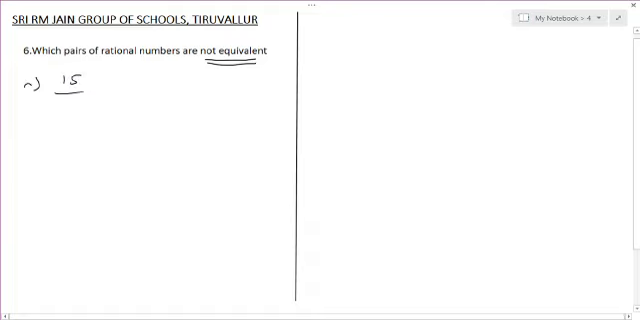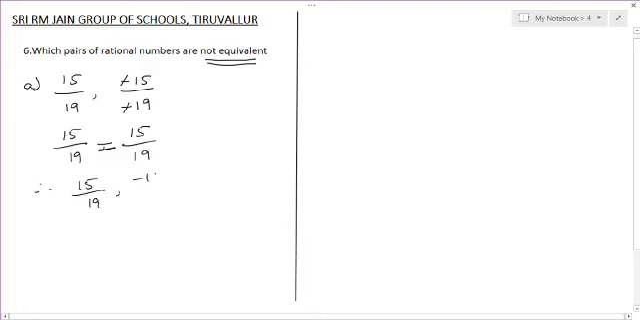15 by 19 and minus 15 by minus 19. So you can see both the sums. The only difference in the second one is that both the numerator and the denominator have a negative value. I have told you already, if both the numerator and the denominator have the same sign, then it is a positive rational number. So if I cancel both minus signs, 15 by 19 is our first rational number, which is equal to 15 by 19. So these two are equal. Therefore 15 by 19, minus 15 by minus 19 are equivalent.